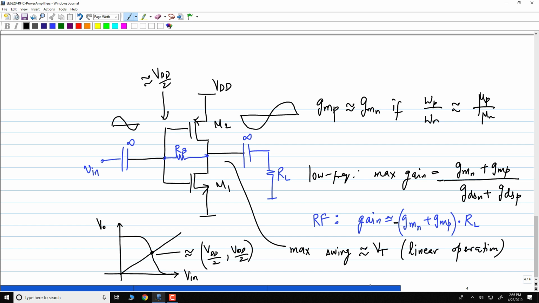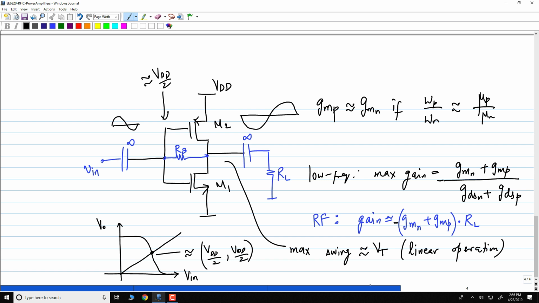Of course, within limits. Don't come in and tell me I want to change RL. You cannot change RL. RL is 50 ohms right now. I'm already assuming that GMP is the same as GMN, because I want it to be biased at VDD by 2. So what is that? Only the width of the transistors is the only degree of freedom under your control.